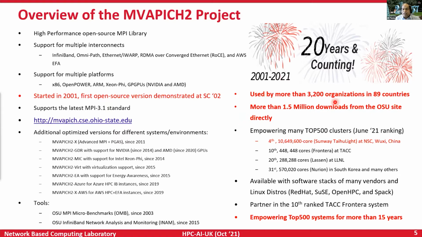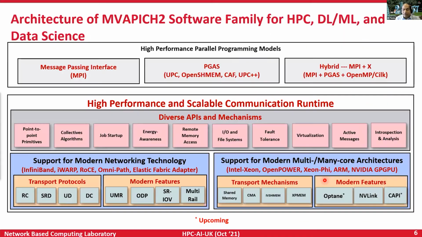Currently it is used by more than 3,000 organizations in 89 countries. These are registered organizations. Just from our website, we crossed, just a few weeks back, 1.5 million downloads. Of course, it is available in a lot of other distros: Red Hat, SUSE, OpenHPC, Spack, even a lot of vendor software stacks. And it is also empowering a lot of Top500 clusters. Over the years, we have been in this community trying to really push the envelope.